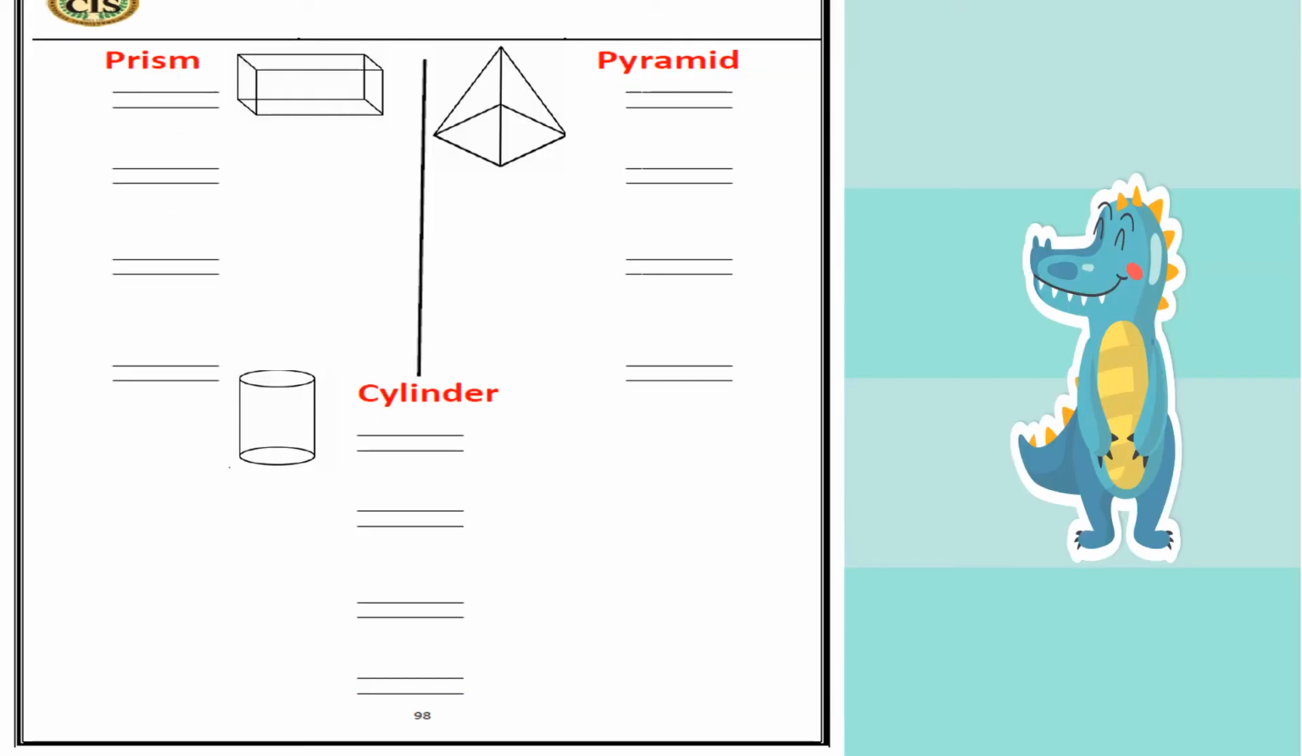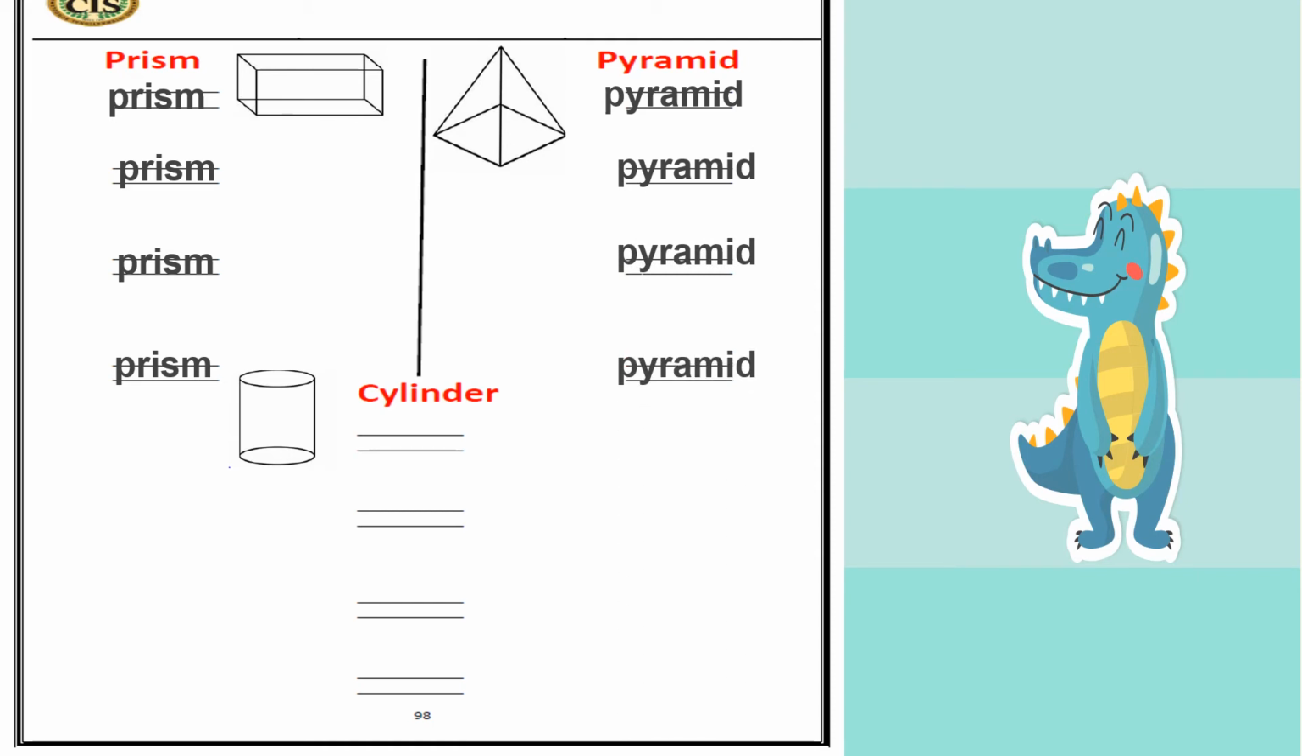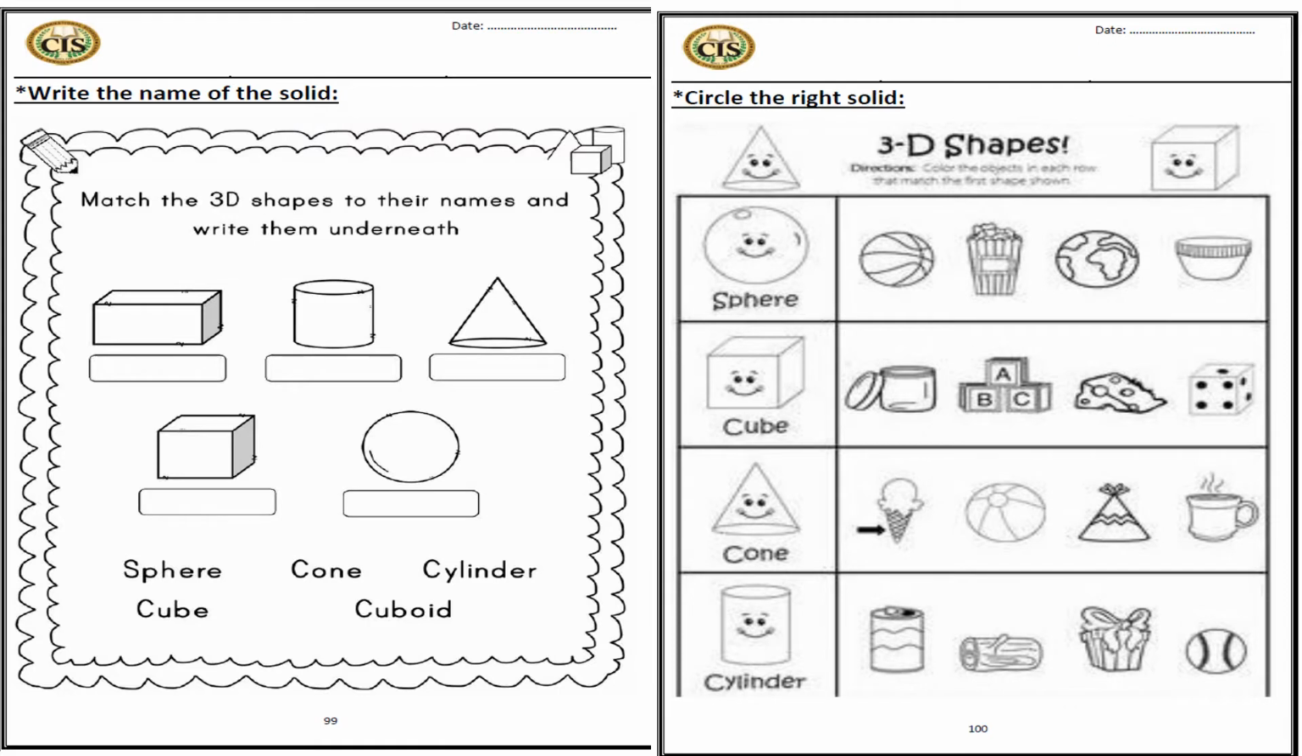How to write the word prism? P-R-I-S-M. And the word pyramid? P-Y-R-A-M-I-D. And cylinder? C-Y-L-I-N-D-E-R. Match the shapes to their names and write them underneath.